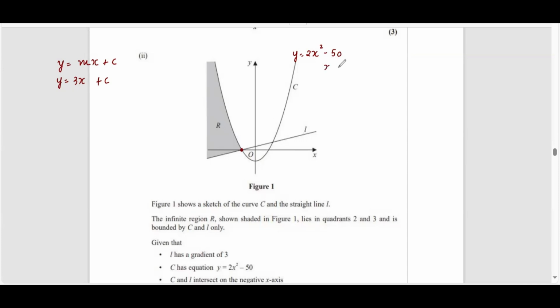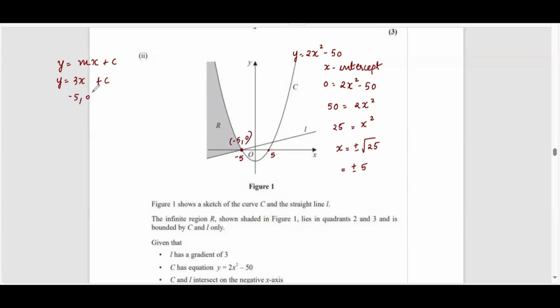How can I find out the x-intercept? By substituting for y as 0. 0 is equal to 2x square minus 50. Minus 50 goes to the other side, becomes positive 50 is equal to 2x square. So x square will be 50 divided by 2, that is 25. x will be plus or minus square root of 25, that is plus or minus 5. So this is minus 5 and this one over here will be 5. So I have the point on this line, and since it is on the x-axis, this point will be minus 5, 0.